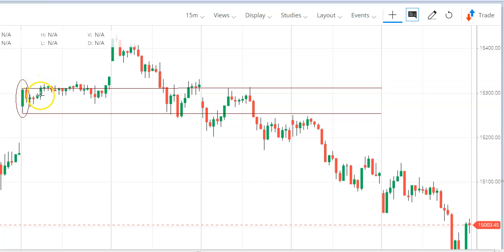So in the morning I may add one lot of long, similar to the previous chart. Markets are around 15,200, 250, 300. So let's say at the money I may buy the 15,300 call. Out of the money I may short the 15,700 call, right? 400 points away. And I can enter a 1:1 trade.